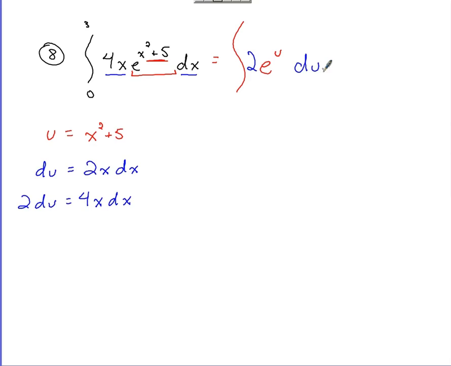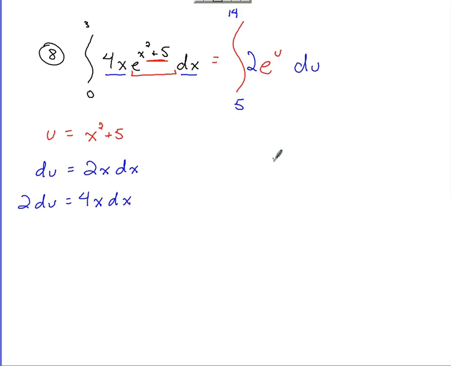Got the new variable, so we need a new interval to work on. Take 0 here, plug it in my equation for u. Let 0 be the x part, right? 0 squared plus 5, get 5. And then plug in 3. Got 3 squared, 9 plus 5. Got my new and improved problem, right?